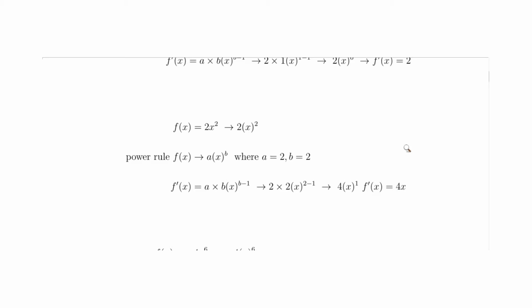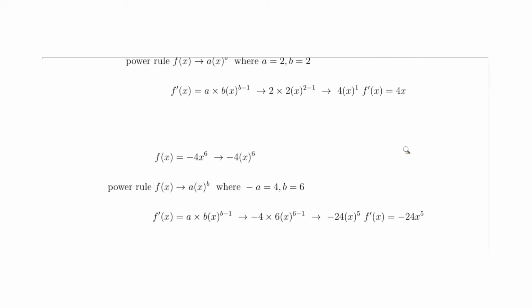That's a derivative there. So next one, let's bring some minus signs into it. So the next one we've got is minus 4 times x to the power of 6, which we're going to write like this so it's easy to understand. Then we set it out in our power rule formula, a times x to the b, where a is minus 4 and our b is 6.